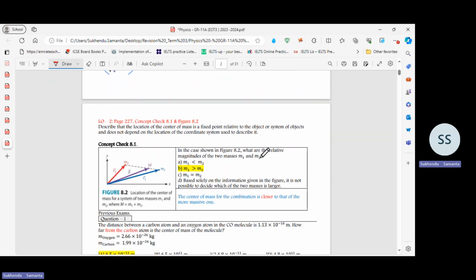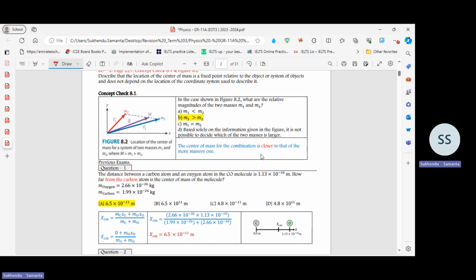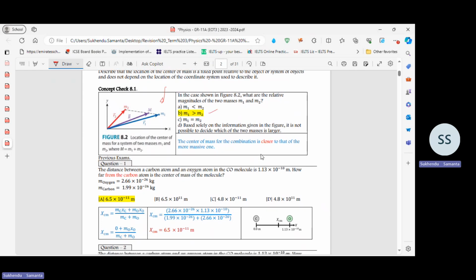The next one: if the center of mass is here, which of these objects, M1 and M2, is greater in mass? Definitely the center of mass will tend to go towards the object which has more mass. So that means M1 is greater than M2.